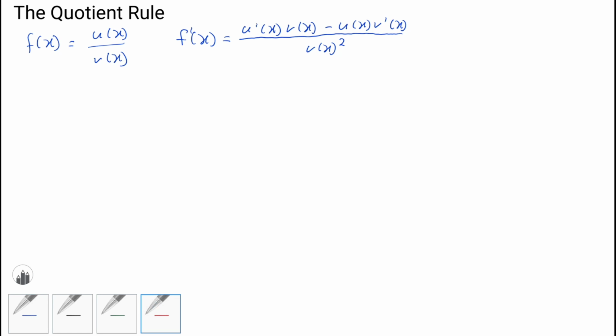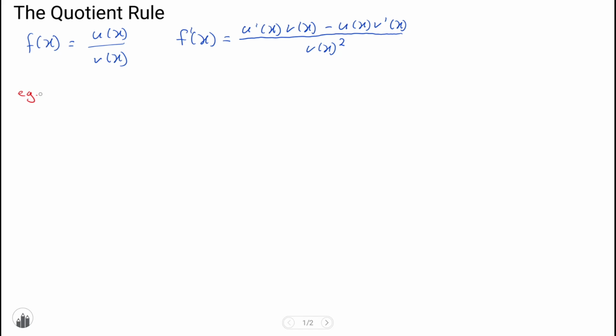Now we're going to do an example so that I can show you just how this works in practice. The function we're looking at is f of x equals 3x minus 1 all over x squared plus 4. You can see that in this case, it's not quite so simple to rewrite it as a single fraction. So that's why the quotient rule becomes quite handy.